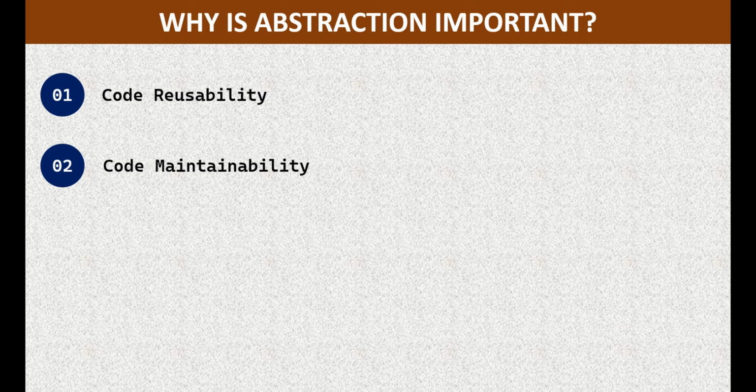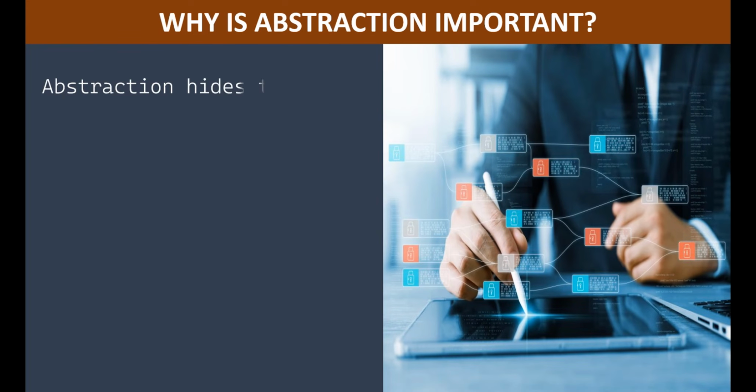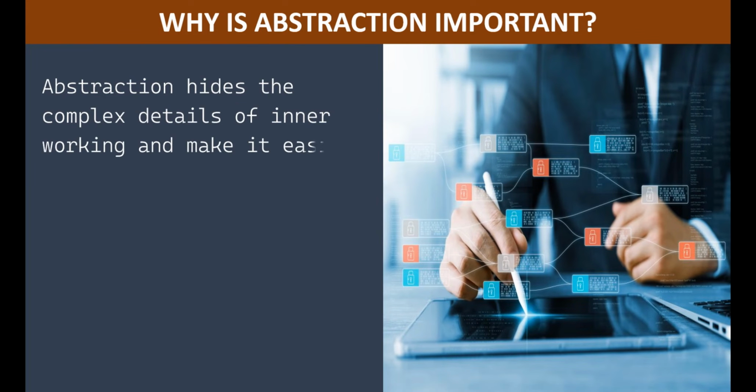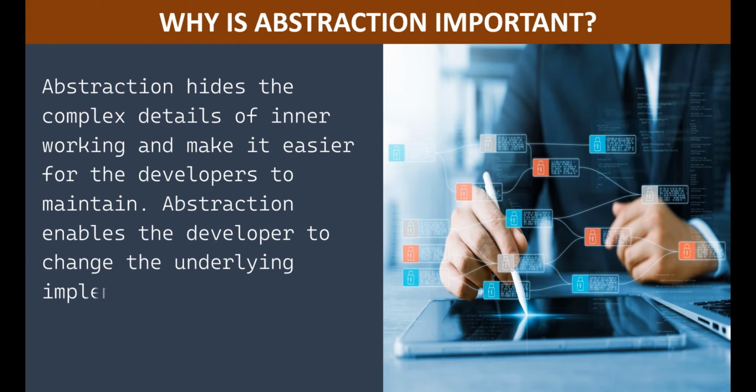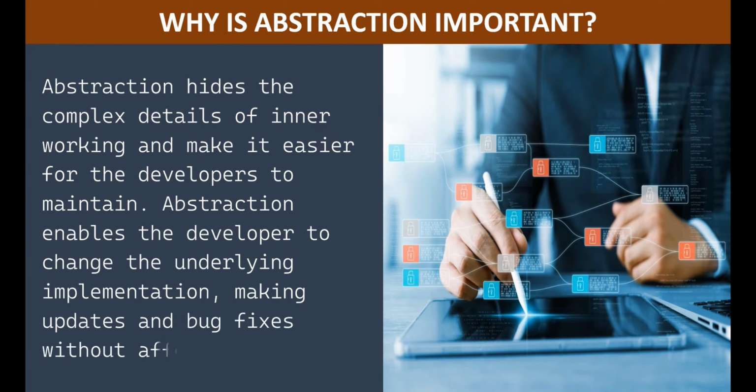Code maintainability. Abstraction hides the complex details of inner workings and makes it easier for developers to maintain. Abstraction enables the developer to change the underlying implementation, making updates and bug fixes without affecting the code.